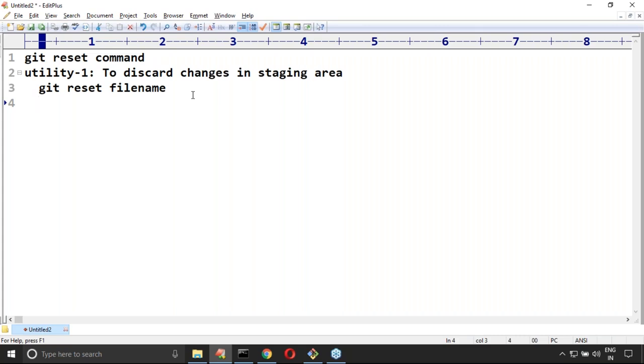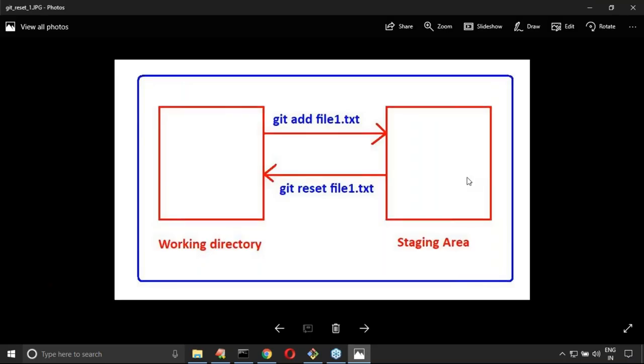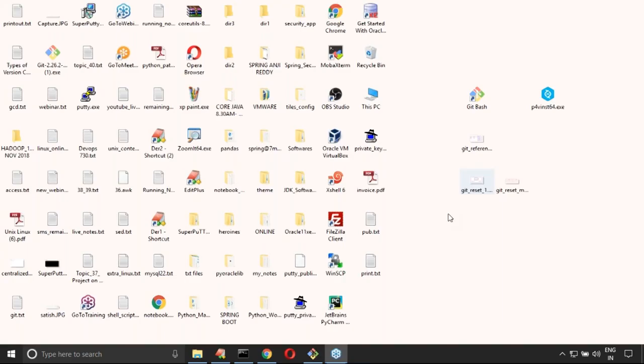Can I say it is the opposite of the git add command? Please confirm. Git add is always going to add the changes from the working directory to the staging area. But the git reset command removes those changes from the staging area. The changes in the working directory will remain, but the changes in the staging area will be removed. I discussed this part already in the last session.